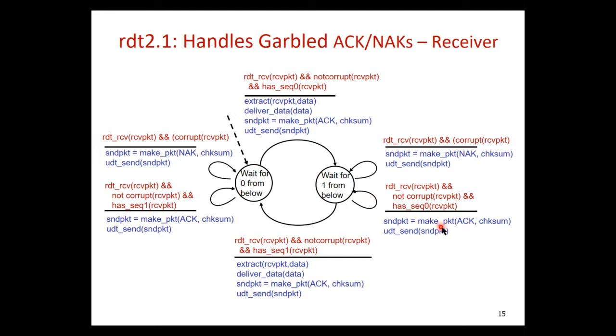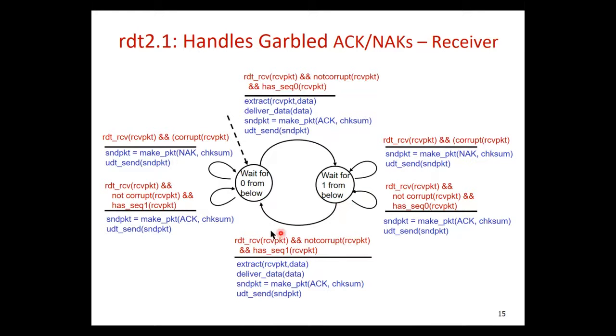And what the receiver does is that it's not going to extract the data and deliver it, because that would be a duplication, right? It should filter out a duplicate, but it needs to send a positive ACK to the sender. Otherwise, the sender does not know, right? So it needs to tell the sender, I have received it, so do not retransmit. Okay, that's what happens here.